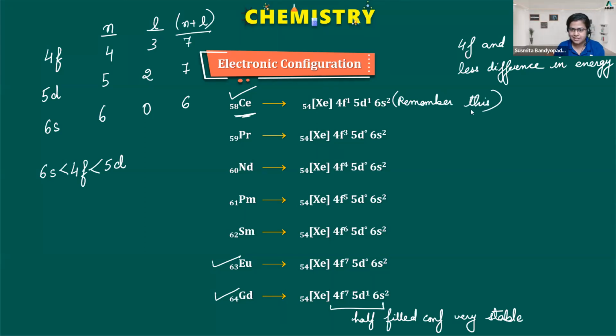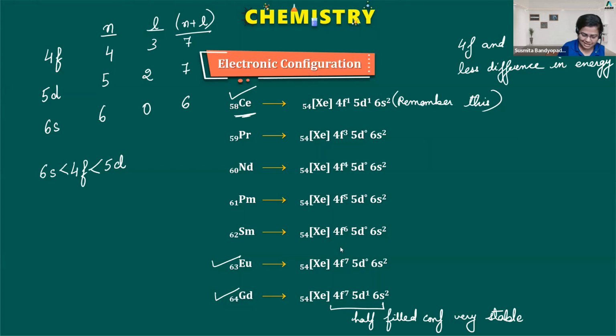Whatever self-analysis I do, the same I discuss. So 6S is justified, then 4F should be completely filled, and then it should come to 5D. Here it's understood because of the half-filled configuration, 7 and 1 rather than 8 and 0. In all these cases, D is untouched because it should be touched only after F. That also I understand. Cerium, remember this.